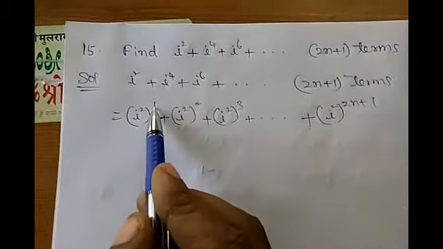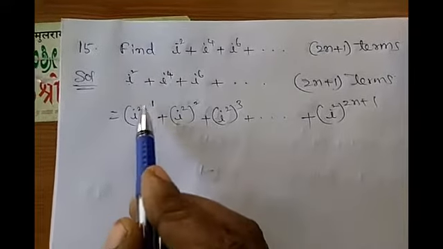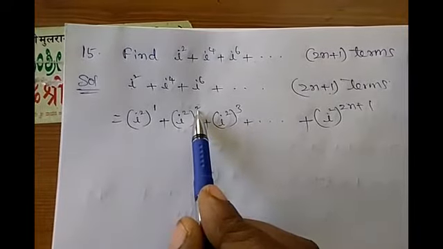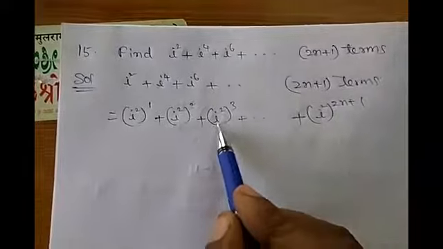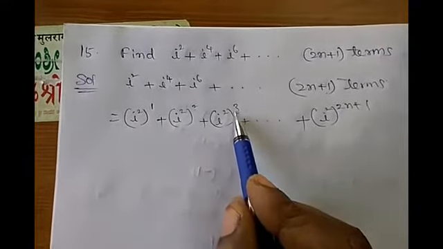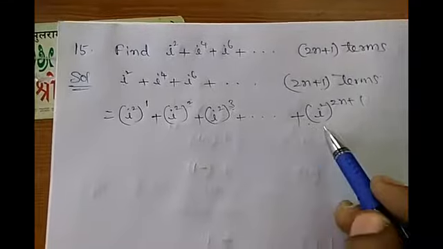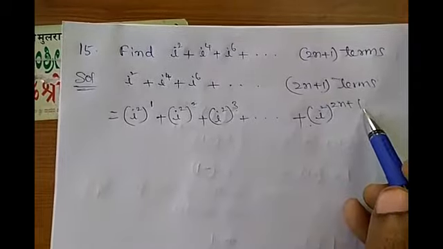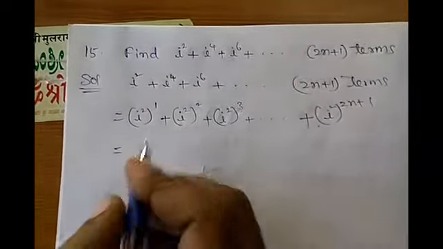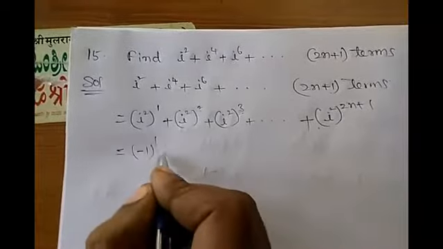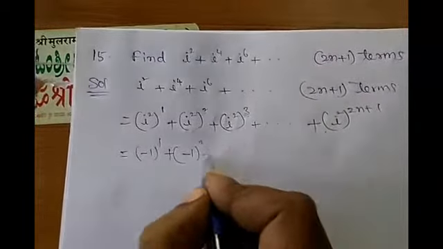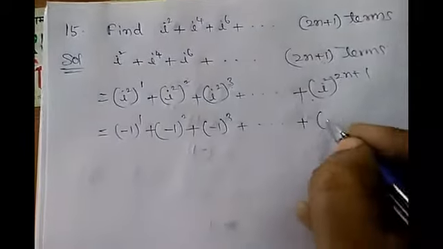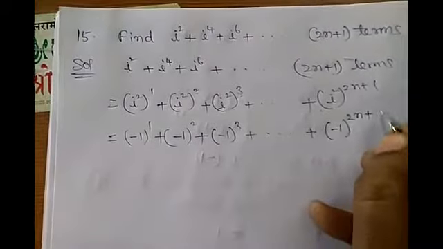Understand carefully. First term can be written as i square whole power 1. The second term as i square whole square, which indicates power 2. And third term i square whole cube, power 3. And so on. The 2n plus 1th term is i square whole power 2n plus 1. Now, the value of i square is minus 1, so we get minus 1 whole power 1 plus minus 1 whole square plus minus 1 whole cube plus so on plus minus 1 whole power 2n plus 1.